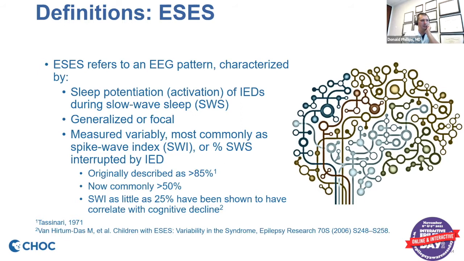Michelle Van Hertem-Doss is the first author on a paper when she was at UCLA, and there was a case series. One of the patients had ESCS exacerbated by being on a certain seizure medication, had a spike wave index of 25%, but got better when taken off that medication, and the spike wave index decreased.